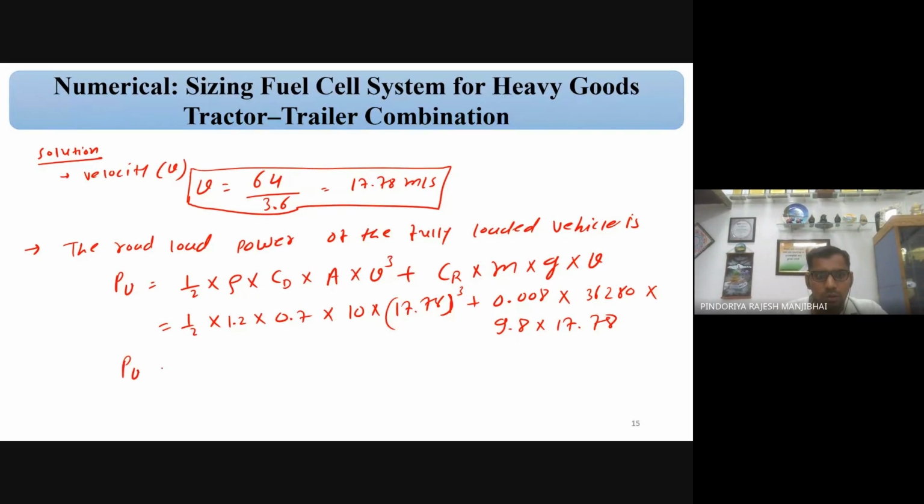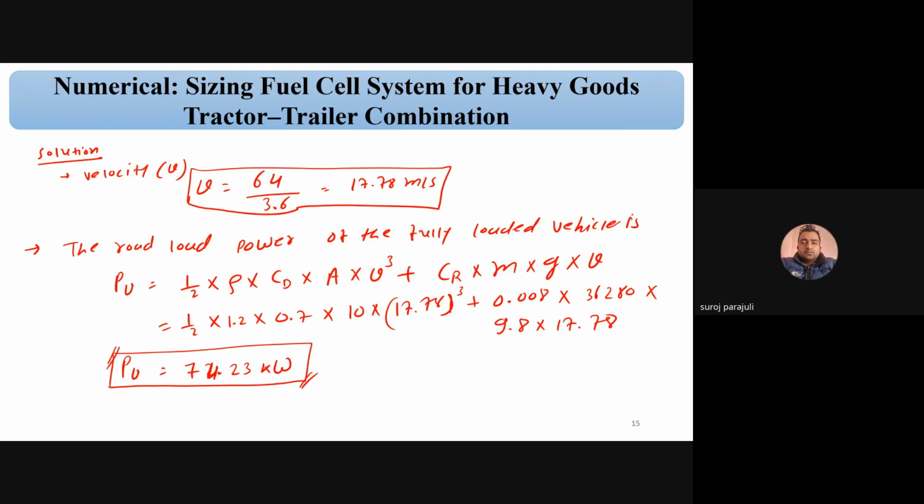So PV is equal to 74.78... 0.23 kilowatt. Please cross verify. So that is the on-road power, correct? So on-road power of the vehicle, there is a 74.23 kilowatt. So please cross verify the mathematical calculation. Maybe sometime I made a mistake.